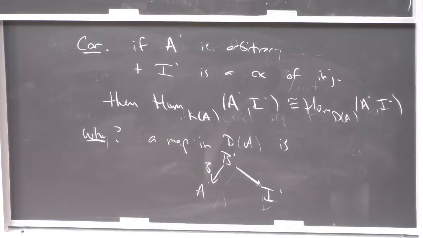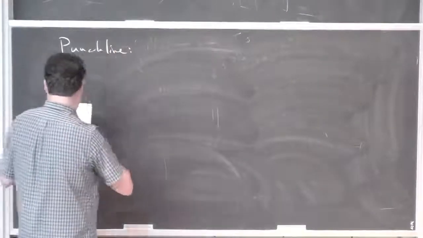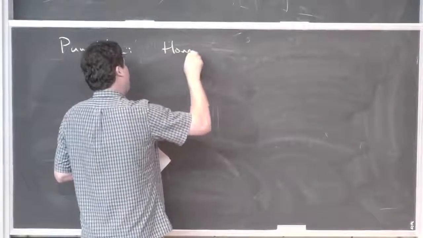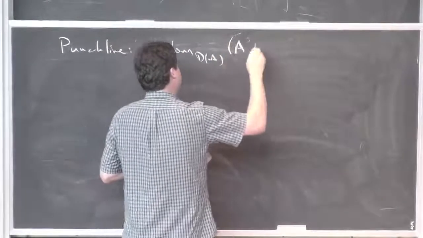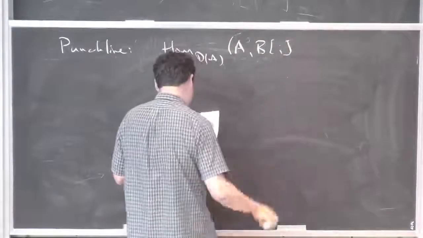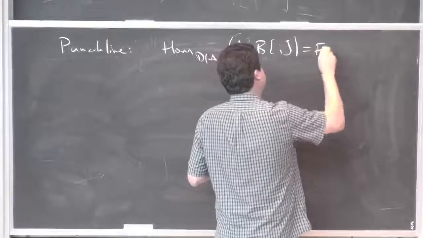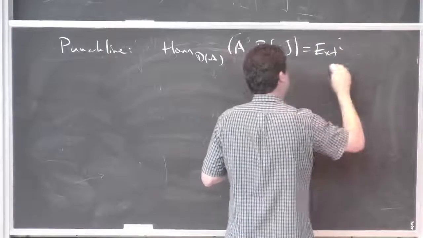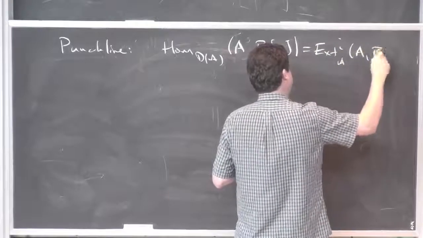The point is Hom in the derived category is what you're interested in, and Hom in the homotopy category is what you can compute. And complexes of injectives make them the same, or projectives. So now let's come to the punchline, which I erased. So the punchline is that Hom in the derived category from A to B shifted by i is Ext^i in the original category from A to B.